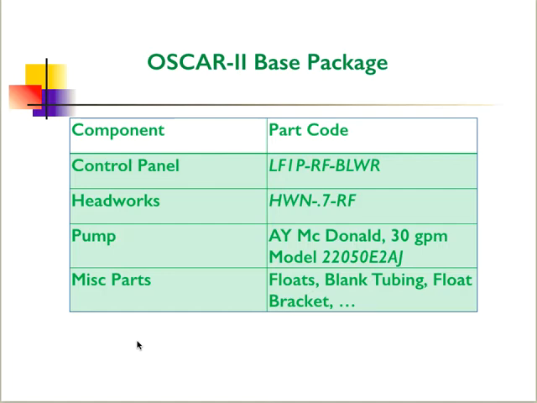Now our standard packages all have the same components. We're going to use the same control panel, same headworks, and this basically filters the material before it goes to the Oscar coils. We use the same pump over and over again, an A.Y. McDonald half horse motor, 110 volt, 30 gallon a minute turbine pump. And we have some miscellaneous parts: floats, blank tubing, float brackets. There's also some transitional fittings to go from the tubing to the PVC supply lines that we've included.